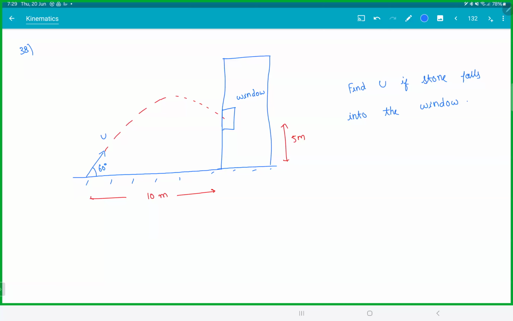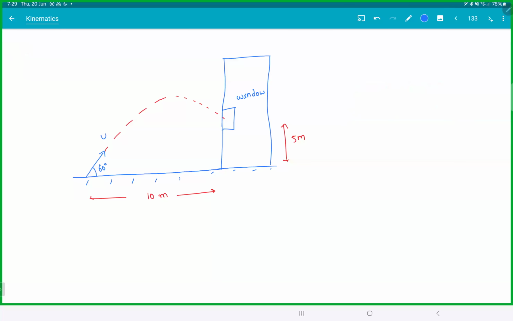How do we do this? 10 by root 3. Why are you guys getting such good answers, right? Did you guys assume that is H max? That is not H max. Like I keep saying always, get the data first of all. What is the data here?